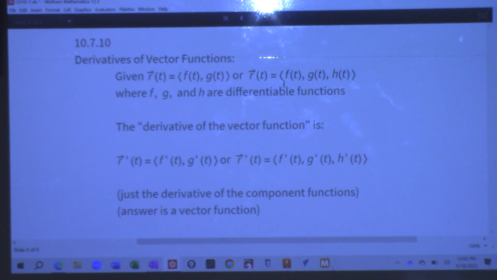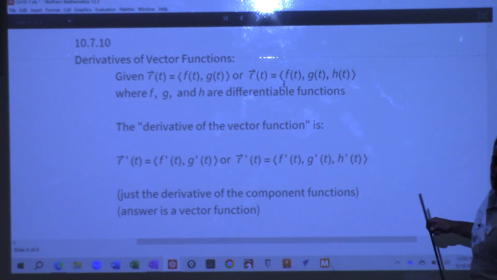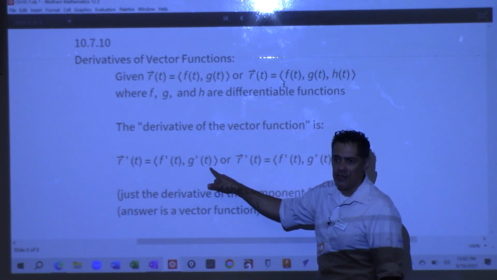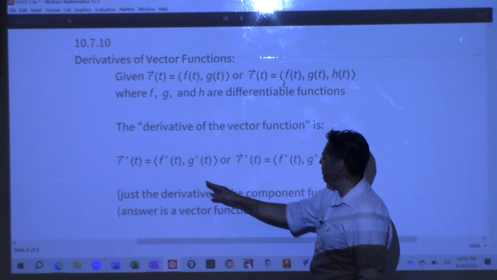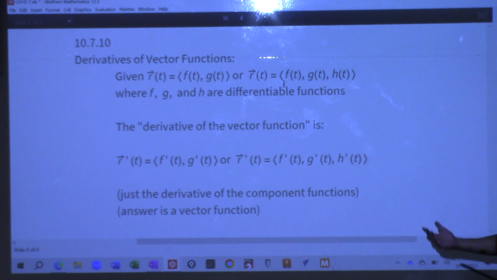All right, derivatives. Good news. The derivative of a vector function is what you would hope it would be. It's just the derivative of each of the component functions. So if you want to know a derivative vector function, all you have to do is take the derivative of each of the components. Boom, boom, boom. That's it. As long as you can take a derivative, you're in business.